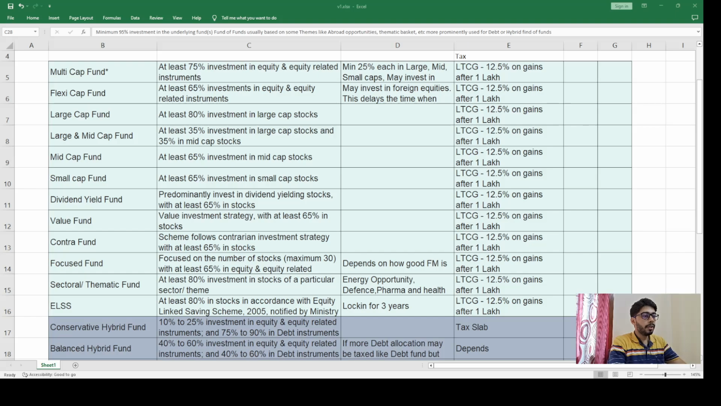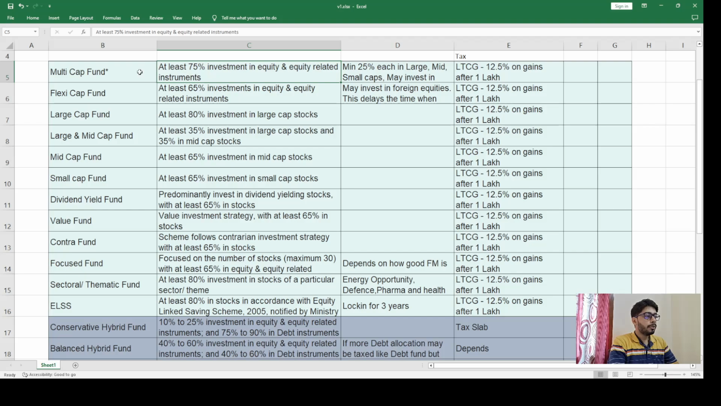So here you are looking at a table which tells you about the different equity mutual fund categories. Okay, so the first one being multi-cap fund. In a multi-cap fund, at least 75% of the investment is in equity and equity related instruments. So 75% they can invest in stocks and related things like derivatives, etc. And 25% they have the liberty to invest in debt or any other categories.